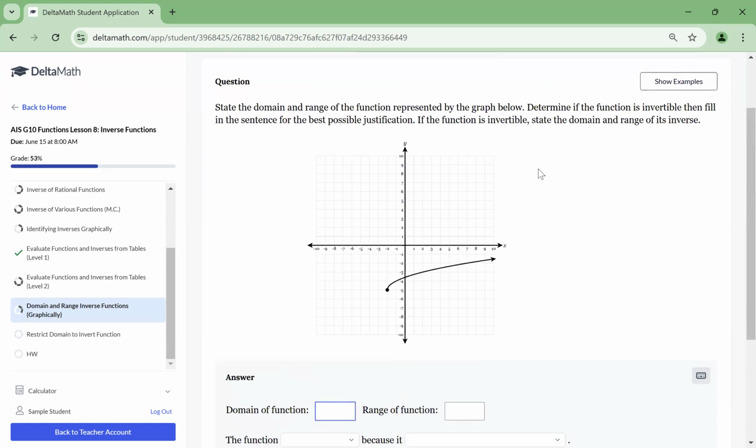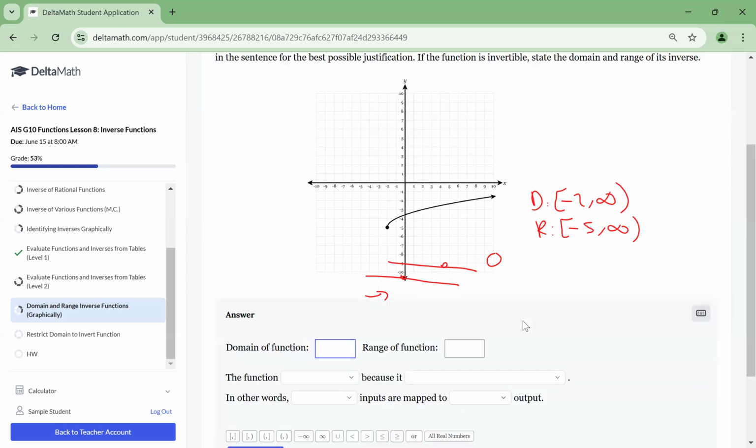So here, the domain goes from this point here all the way up. So from -2 and -5. So the domain goes from -2 to infinity, and the range goes from -5 to infinity. Now this one is invertible because the horizontal line test is passed. Each horizontal line will cut only once.